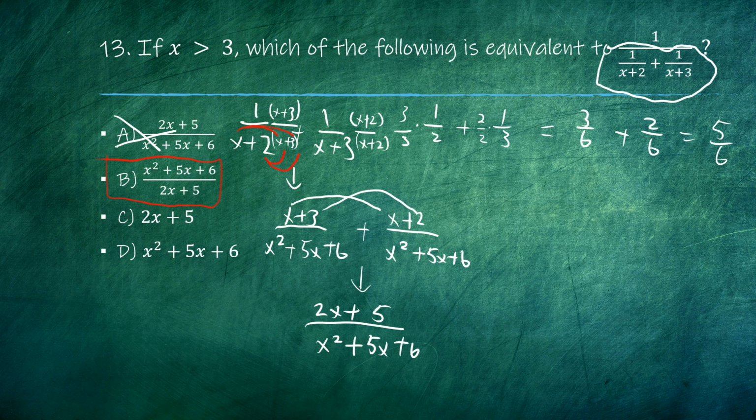So the question, remember, is asking you for the inverse, 1 over this. When we are taking the inverse of a fraction, we simply flip the top with the bottom. So that will give us x squared plus 5x plus 6 over 2x plus 5, which gives us the answer B.